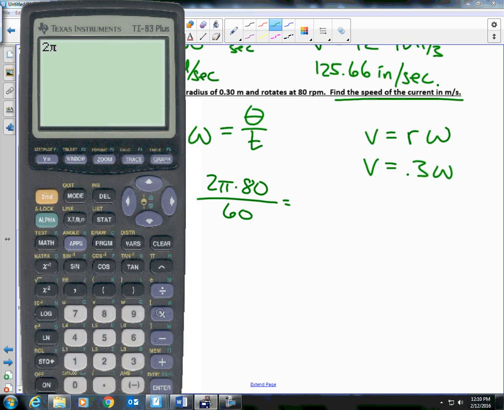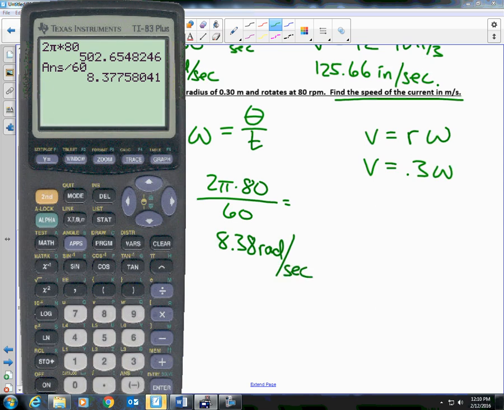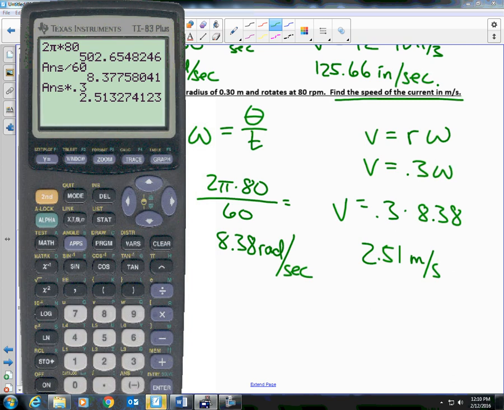2 pi times 80 divided by 60. And I got 8.38. And that's radians per second. What do I do with that value? Yep, so velocity is equal to 0.3 times 8.38. And I get 2.51. And that's meters per second.